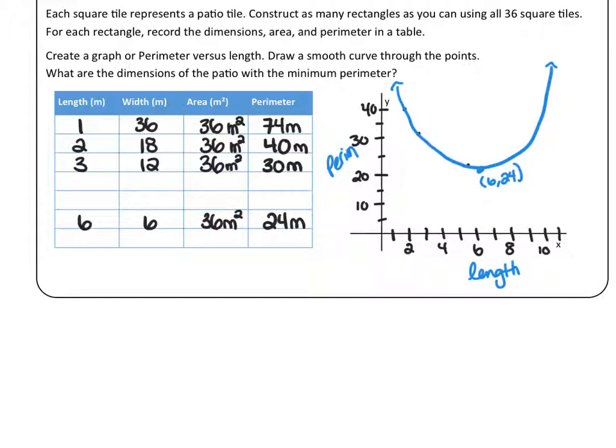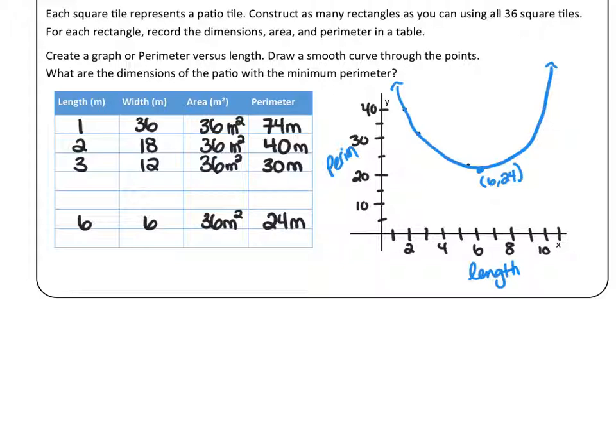So again, in this case, you have the minimum perimeter, or the smallest perimeter that you can possibly have. Notice it is the 6 by 6. So in both cases, for the maximum area, you had a square that was 6 by 6. And for the minimum perimeter, you also had a square, and in this case was 6 by 6.